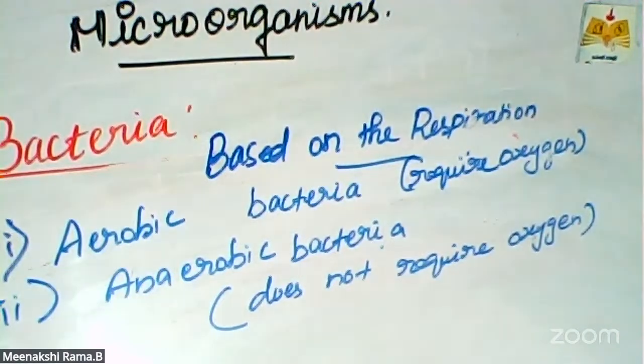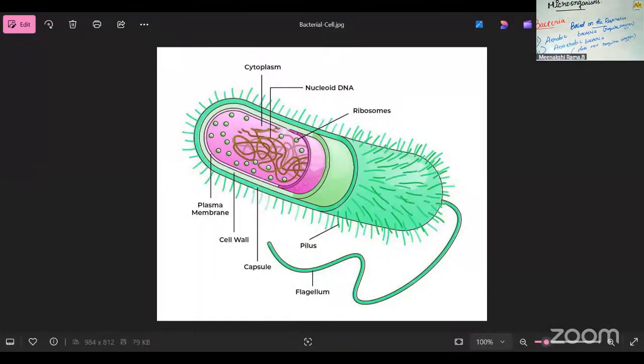What is the structure of bacteria? Yes, this is the structure of bacteria. Bacterium has an outer covering known as the cell wall. So this part, the skin of the bacteria, the outer part, the covering part is called the cell wall. And then nuclear material is represented by the nucleoid without nuclear membrane. The tail part is called the flagellum.